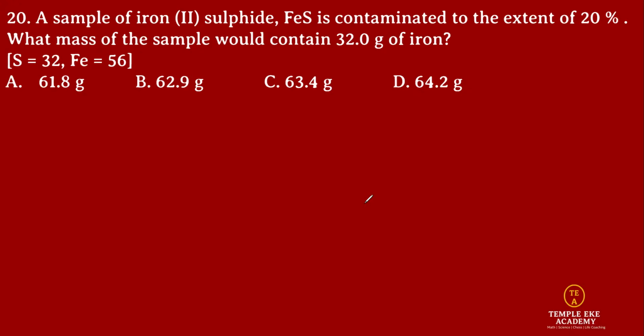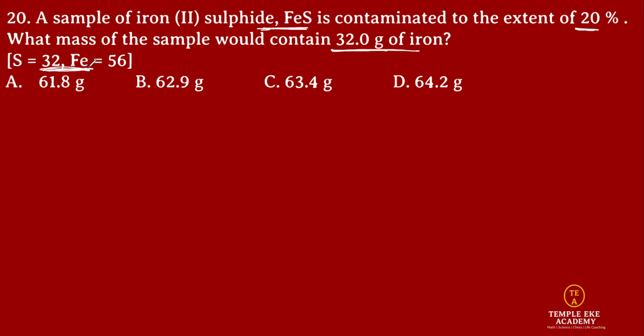All right, this is a calculation on chemical composition stoichiometry involving the purity of a sample. A sample of iron(II) sulfide, the formula is provided, FeS, is contaminated to the extent of 20%. What mass of this sample would contain 32.0 grams of iron? And we have relative atomic masses provided.